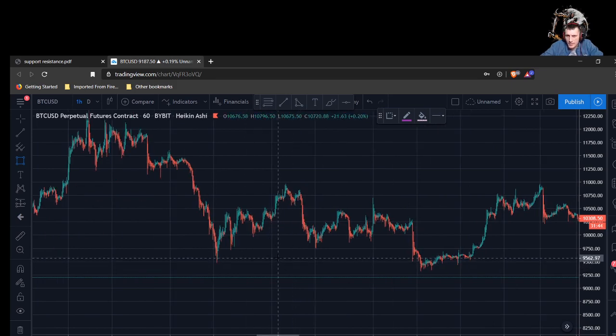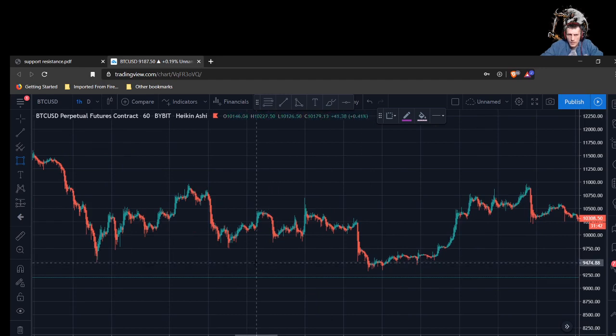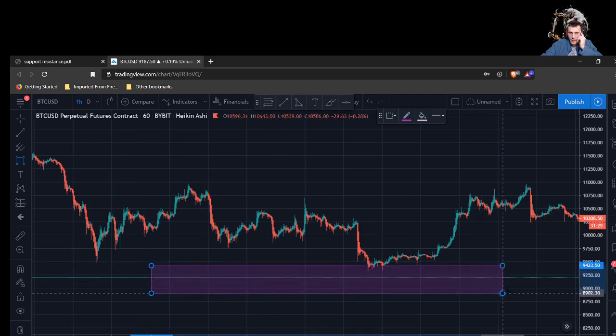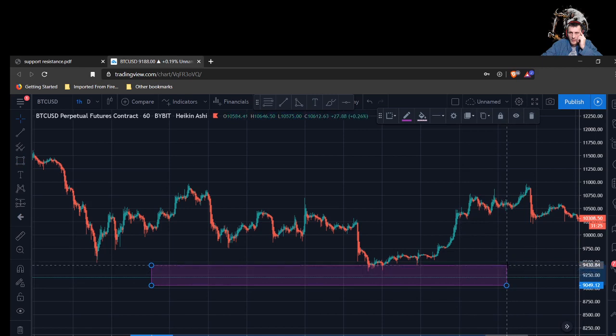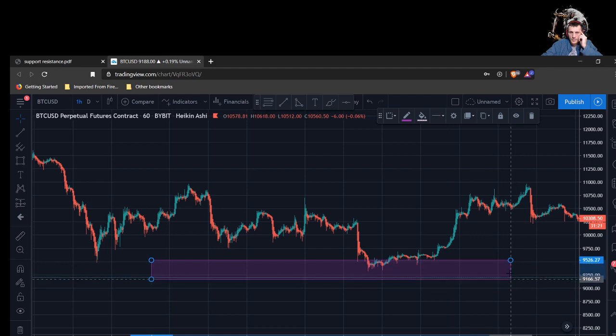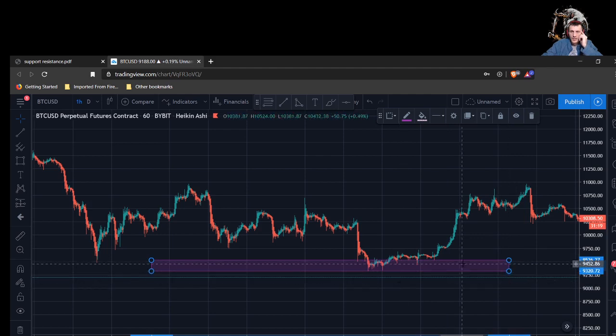So as you can see, right through here, we have decent support. We got a whole bunch of touches. Now, your wicks can go past it a little bit. I'm going to show you how to draw the box here. So from this area to this area is your support.